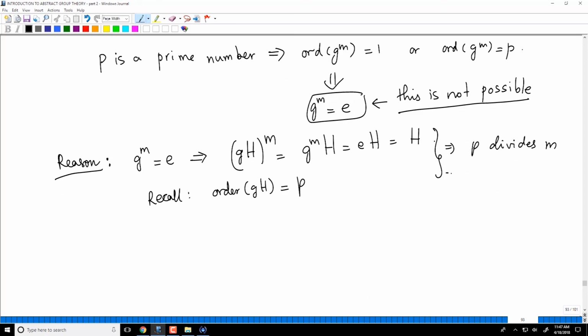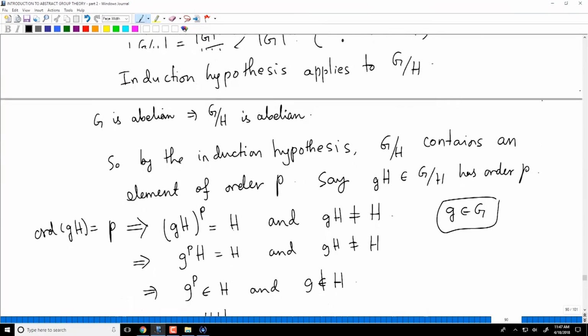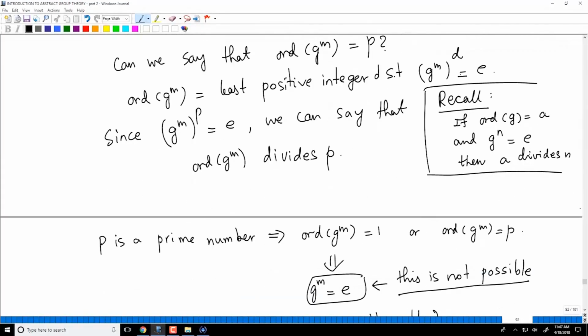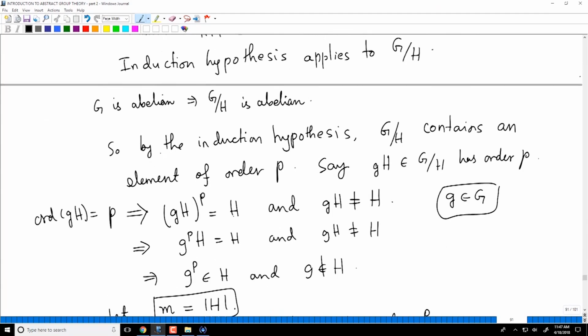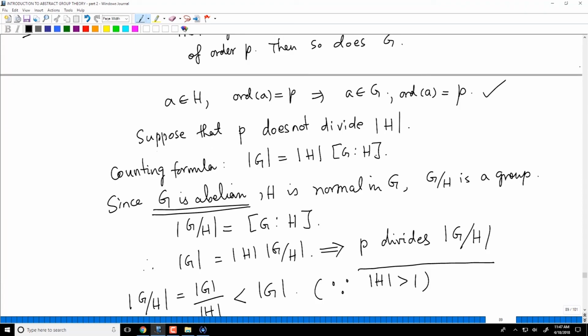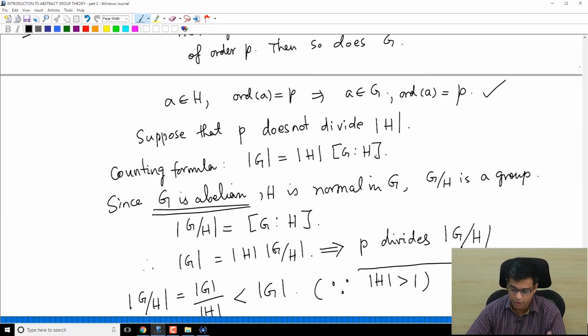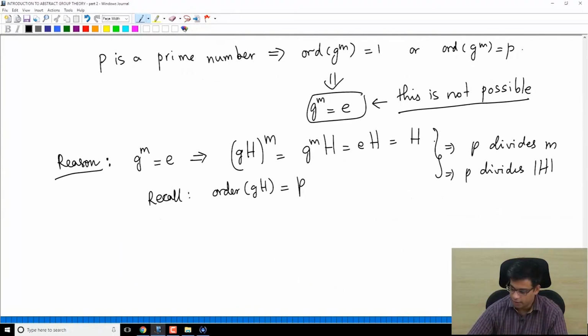Because then P divides, what was m? m was the order of H. Somewhere I wrote that, right? We let m be the order of H. But we are assuming that P does not divide order of H, because if P divides order of H, we would not even do all this. If P divides order of H, we are done right away. So P does not divide order of H is our assumption, and now we are getting that P divides order of H. So G power m cannot be equal to E. So this is not possible.